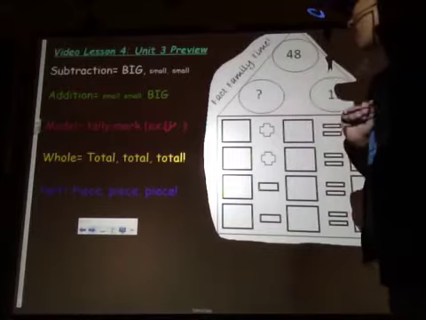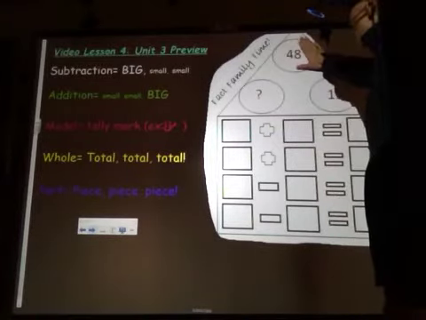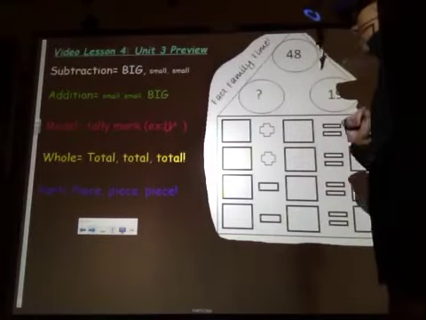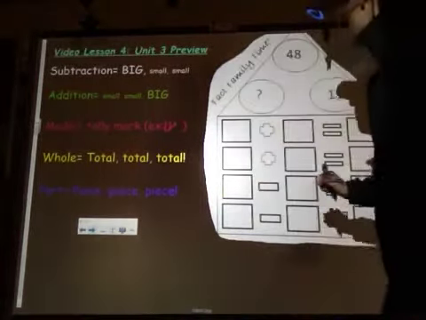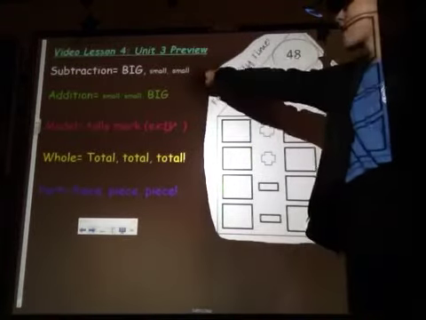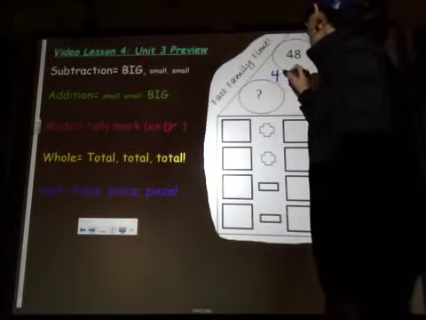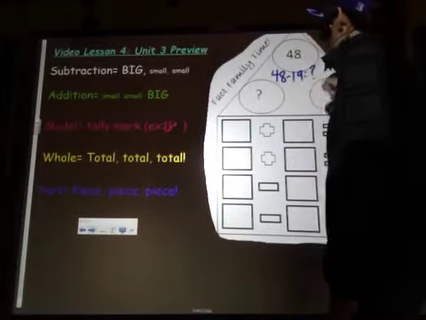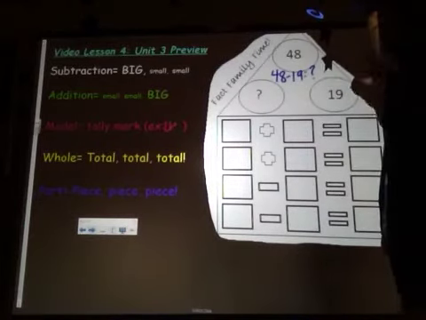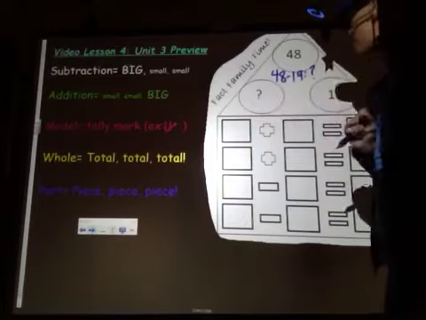And we need to figure out the other part, which is a piece, piece, piece. So what do you do when you know the total and one of the parts but the other one is missing? Well, typically we subtract. Big, small, small. So we're going to do 48 minus 19 equals blank. That's the total, or the whole, minus one of the parts equals the other part.